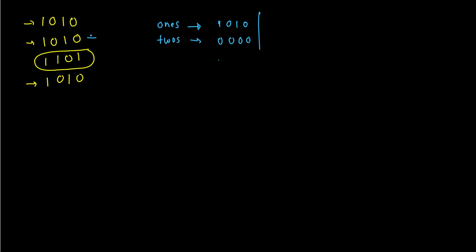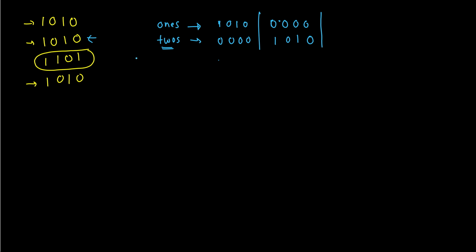Then we move here. Then none of the bits have occurred once, because this has occurred 0 times, this has occurred 2 times, 0 times, 2 times. So ones should hold 0 and twos should hold 1010, because this bit has occurred 0 times, this bit has occurred 2 times, and twos keeps track of that. So whatever bits have occurred 2 times, these will be set to 1 here.